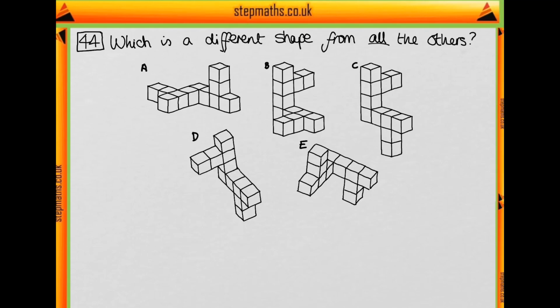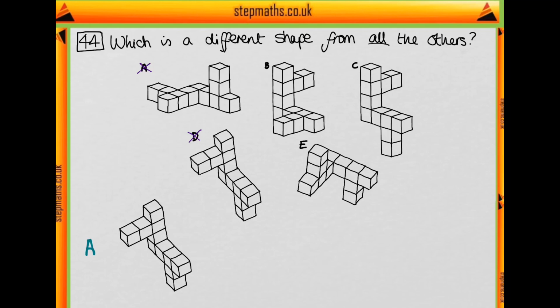Okay, so starting with A, here's A, then we're just going to see if we can rotate it onto any of the others. So let's have a go at doing that now. Okay, well, when we rotate it like this, we can see that it actually fits directly onto D. And so we know that A must be the same shape as D, so we can rule these two out.